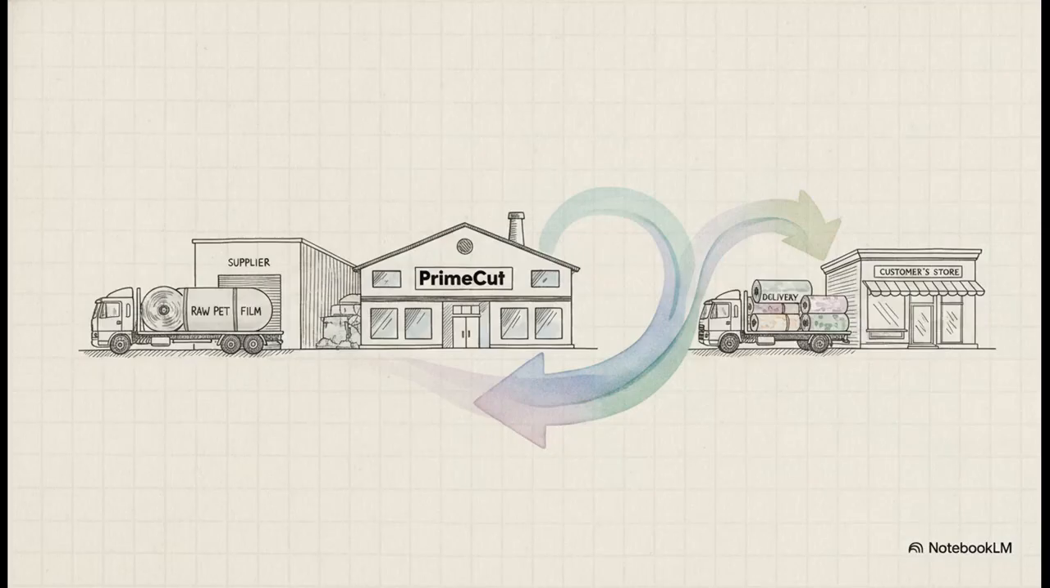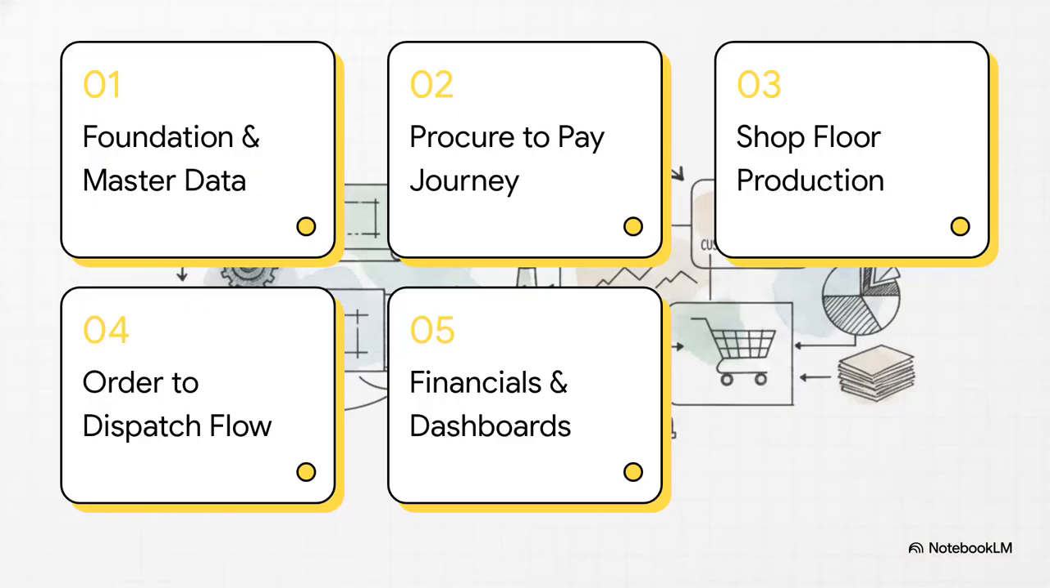To really anchor this explainer in reality, we're going to follow a day in the life of our demo company, PrimeCut Demo Industries. Just picture them as your typical mid-size manufacturer. Today, their mission is pretty simple, but it involves a lot of moving parts. They need to buy some raw PET plastic film from a supplier and then manufacture printed laminate rolls to sell to a specific customer. So, here is our supply chain roadmap for today.